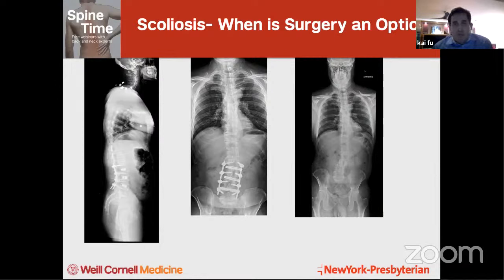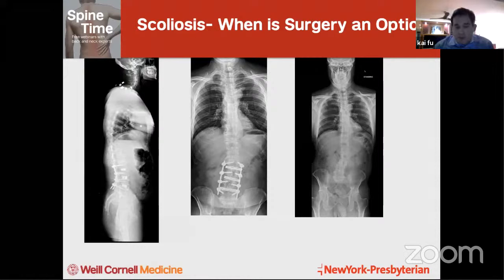I'll follow people 5, 6, 7, 8 years, and I've had people a decade out who are still following up yearly, and sometimes it's every 2 years. But these things we know progress over time, usually about 1 degree per year. And it's good to be plugged in with somebody.